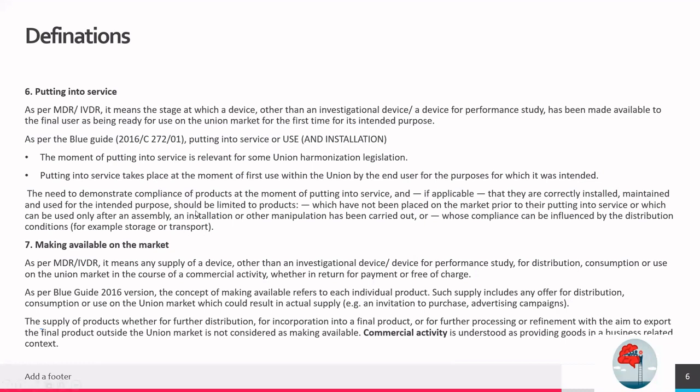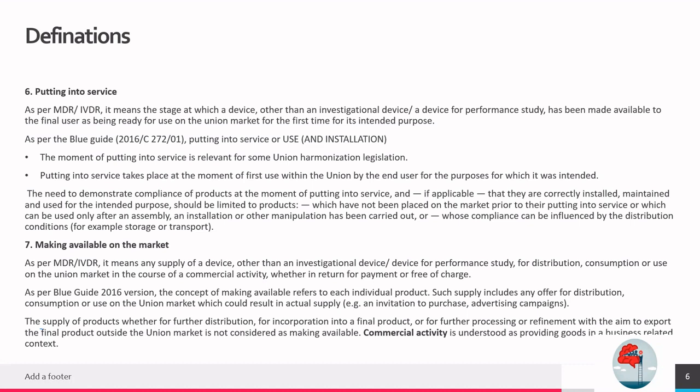So this use and installation should be limited to products which have not been placed on the market prior to their putting into service, or which can be used only after an assembly, an installation, or other manipulation has been carried out, or whose compliance can be influenced by distribution conditions, for example, storage or transport. So this is why installation is important, as you clearly understand now. So putting into service is nothing but installation of the device, maintenance of the device, calibration, all those things come under that, for the devices which are put into use for the first time.